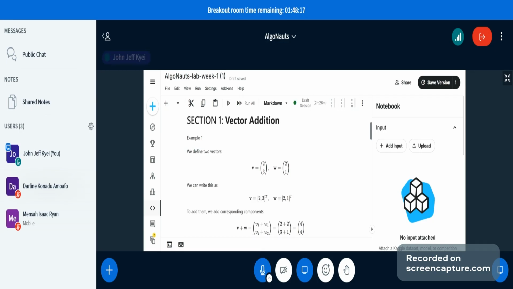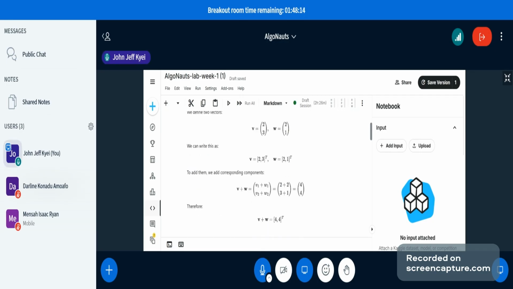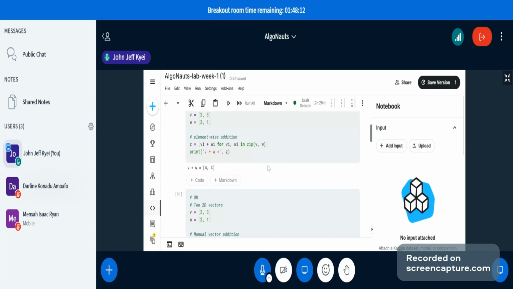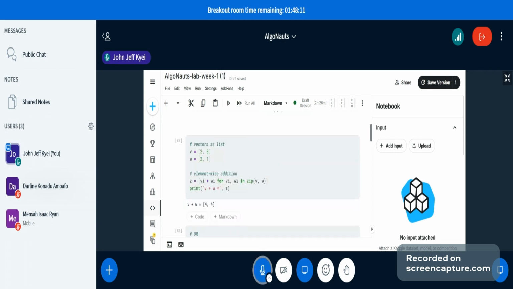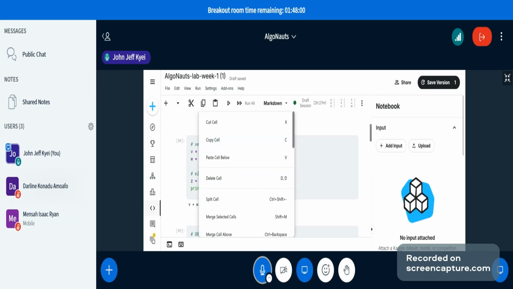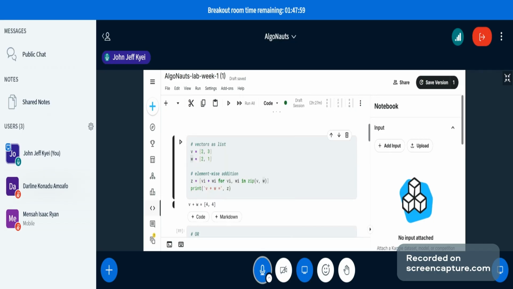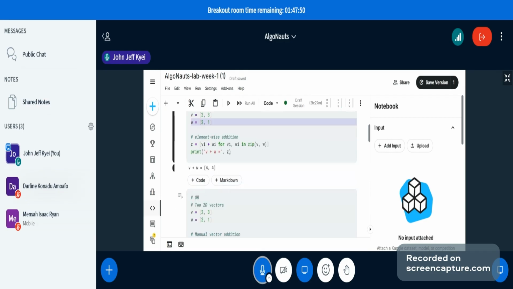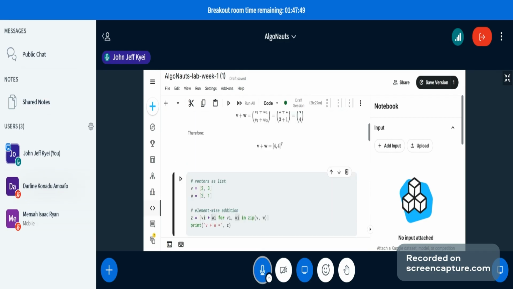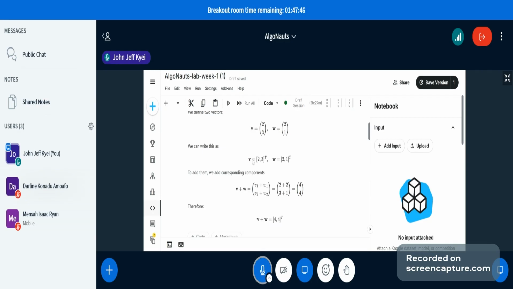We also did vector addition, right? Easy stuff. Here, doing this with normal Python without any libraries, just the code, you are representing vector v, which is 2 and 3, your x is 2 and your y is 3, and vector w is 2 and 1. Then you do the addition. When you want to add vectors, it adds element-wise. So x will add to x, and y will add to y.